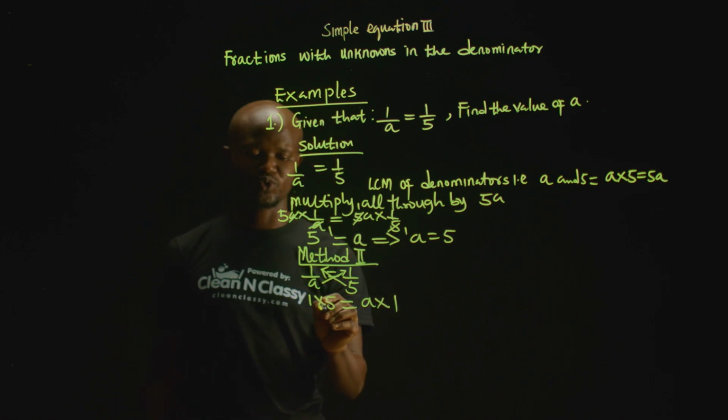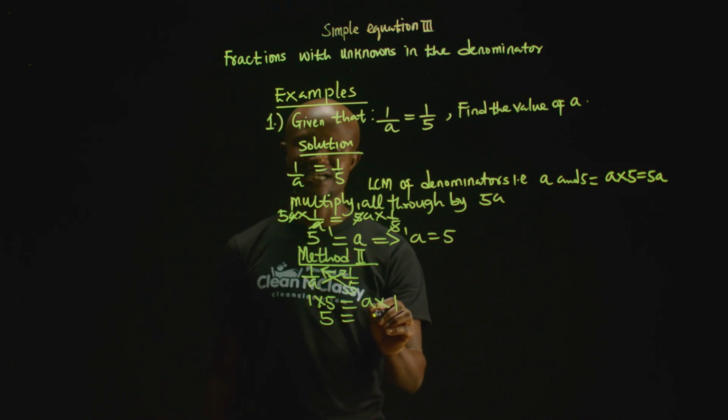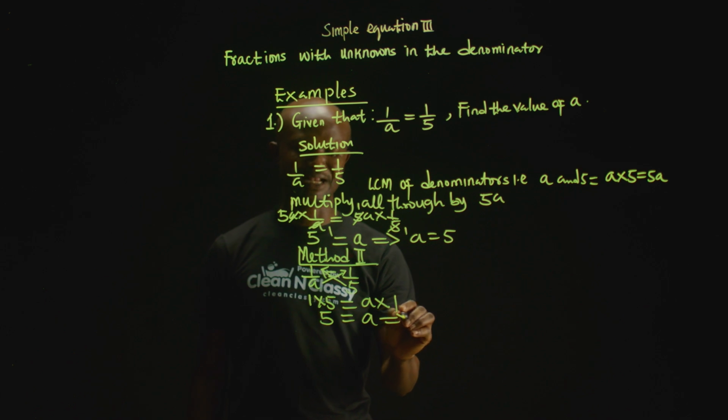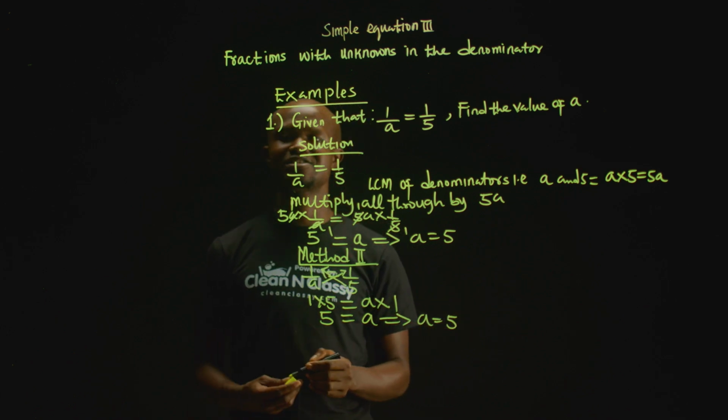1 times 5 is what? That is 5. And a times 1, that is a. So this implies that a equals 5. That is the solution to the problem.